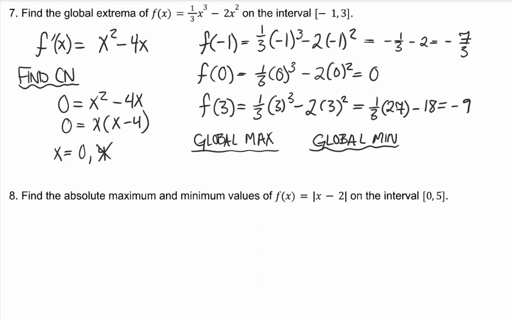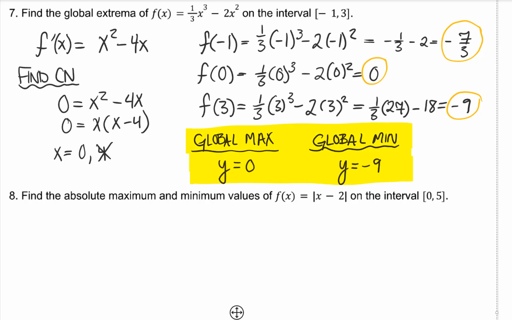So here are my options: -7/3, 0, and -9. My global maximum would be the largest of those numbers, so y equals 0. And my global minimum would be the smallest, y equals -9.